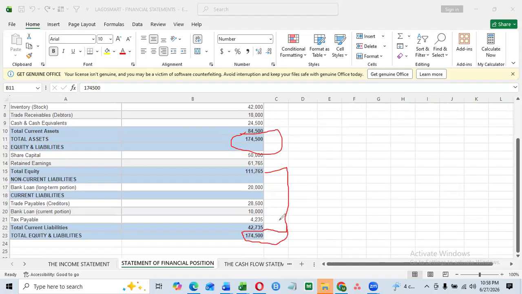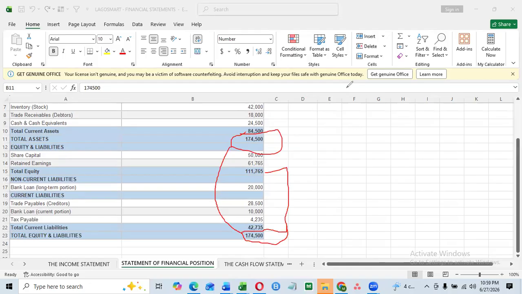You notice they balance perfectly, right? These total assets and total equity and liabilities balance perfectly. Don't they balance perfectly? They did. That is why it is called a balance sheet. Now, what does this tell us?